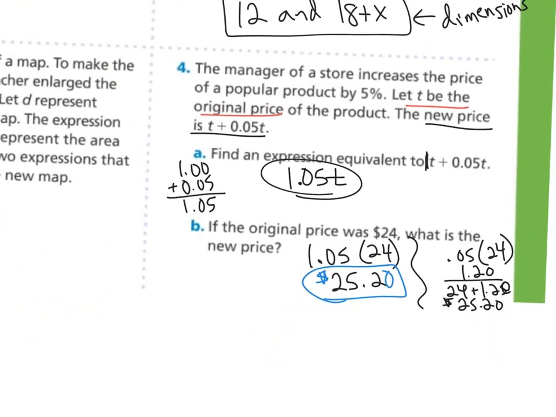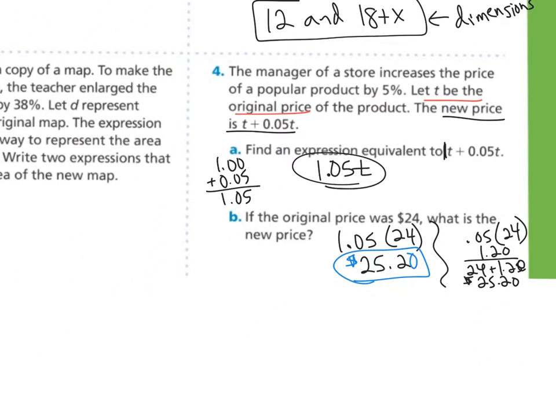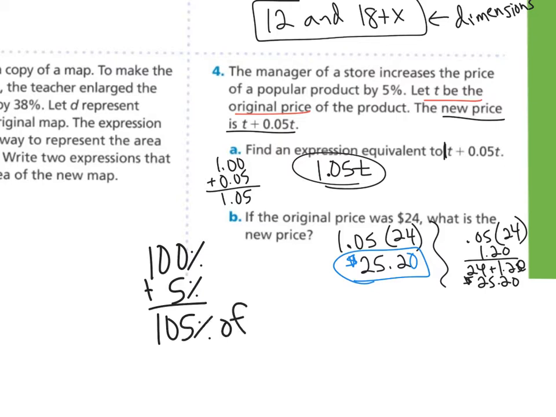And understand basically what we're saying here. You know, it was 100%. We're increasing it by 5%. Means we're paying 105% of the original price, and just 105% changing to a decimal is 1.05. So that's another way of thinking about that.